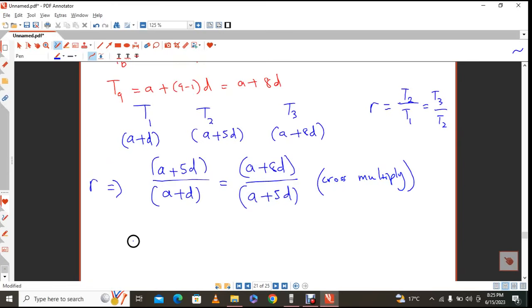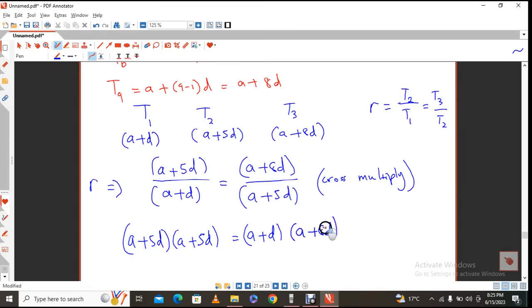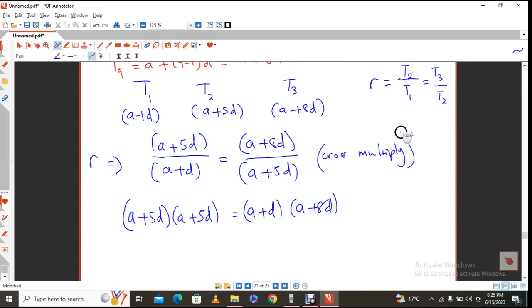So eventually I'll have A plus 5D times A plus 5D to create a fraction equals A plus D. Very important that you put them in brackets. A plus 8D. Please, you should follow clearly. Now, this is 4 marks. There's quite a lot that you need to do.